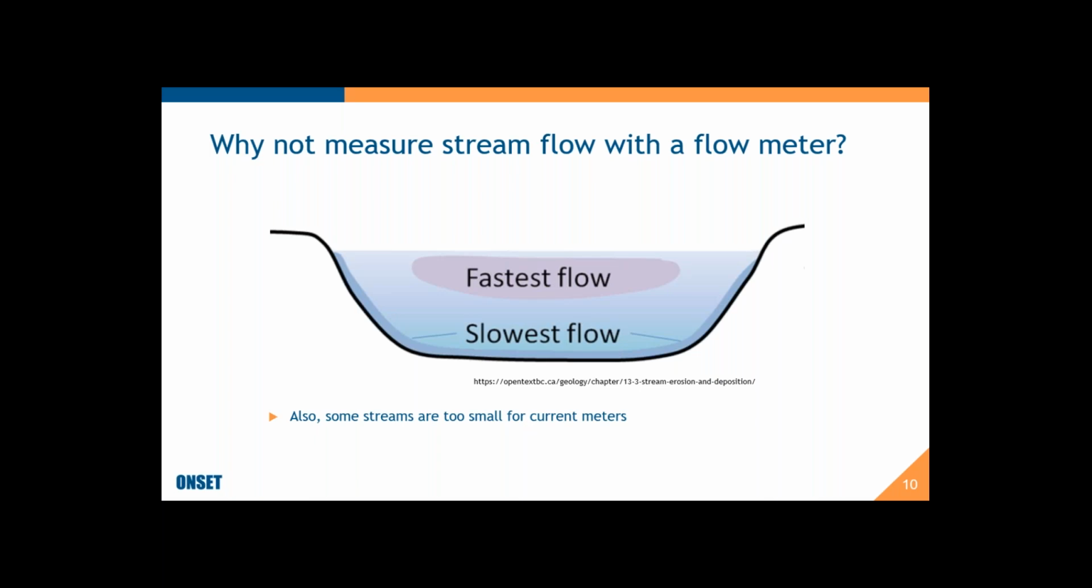And the other reason that flow meters won't work in some cases is the streams are just simply too small for a current meter, because current meters are pretty big. If you've got a stream that's only a few inches deep, a current meter isn't going to be able to measure that.